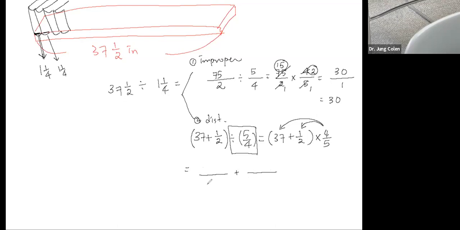You got it? Okay, so what's 37 times 4/5? It's still fifths. 37 times 4 is, what is it? 37 times 4. 4 times 7, 28. 30 times 4, 120. So 128.